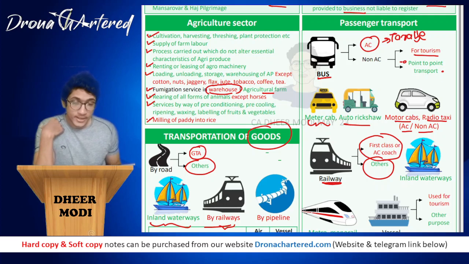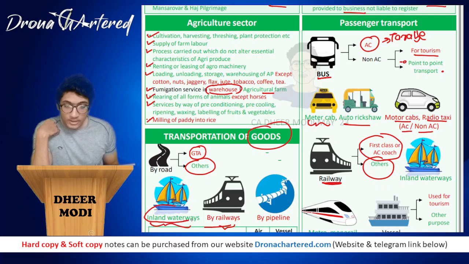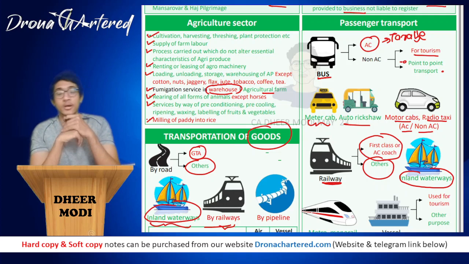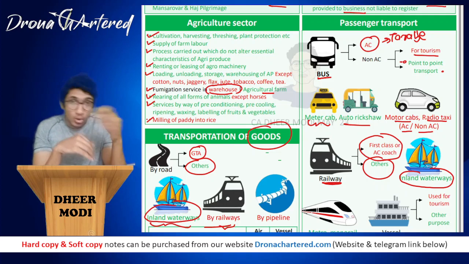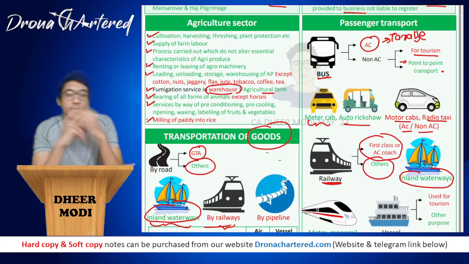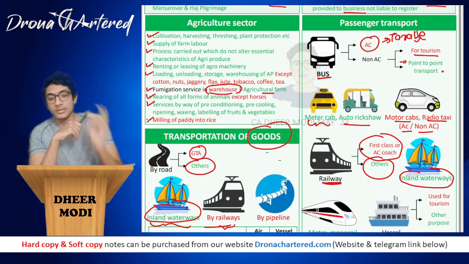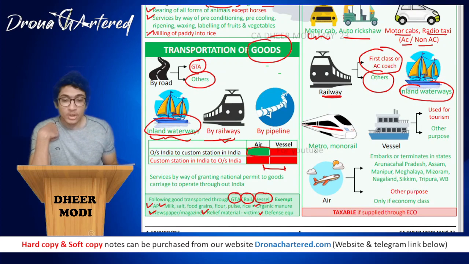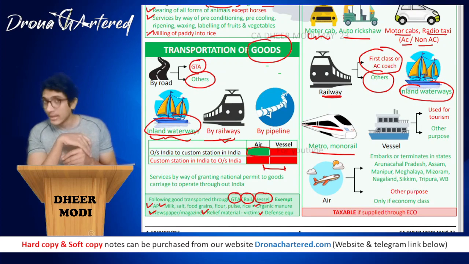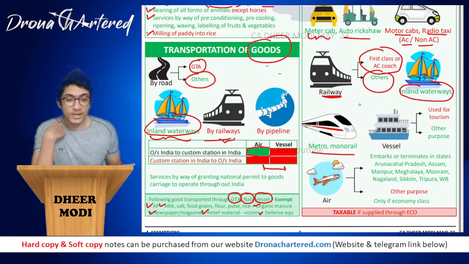Inland waterways, if you remember, over here was also exempt. Inland waterways over here is also exempt. That means inland waterways, transportation of people or goods inland within India will be exempted in both the cases. Great. So I hope this is clear with images. I'm sure it becomes easy to learn. Your metro and monorail are exempt from GST. GST will not be leviable on your metro travel or your monorail travel.